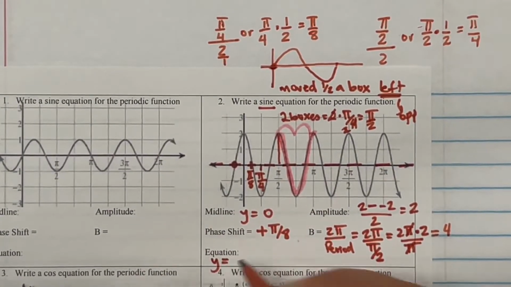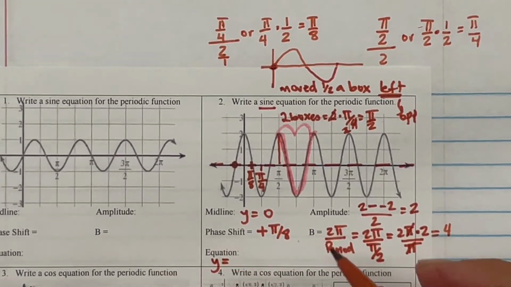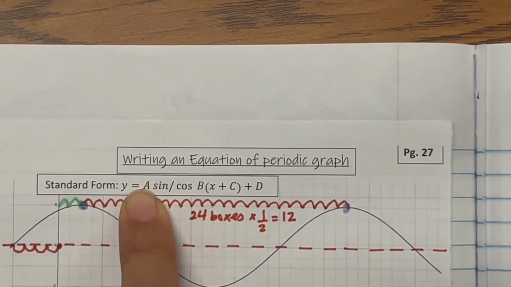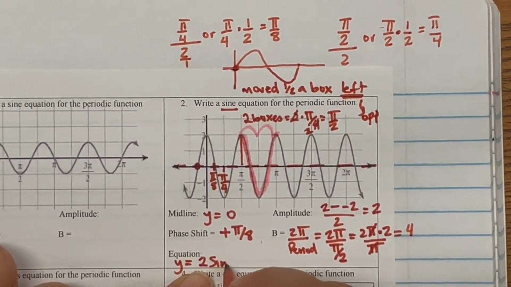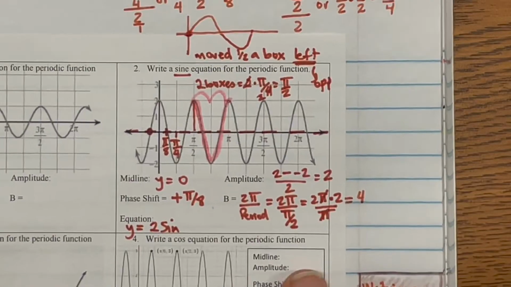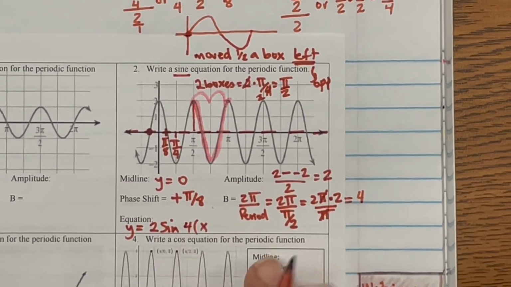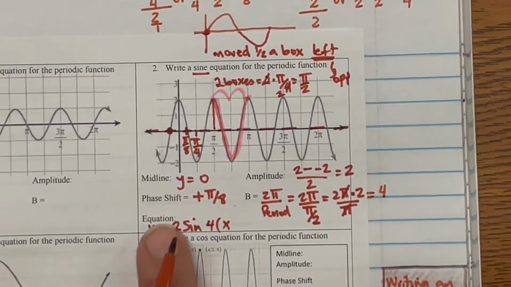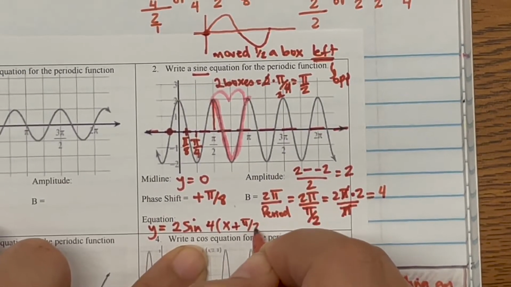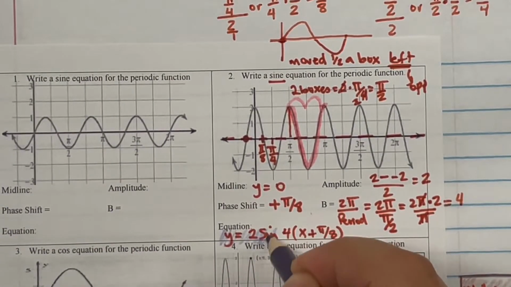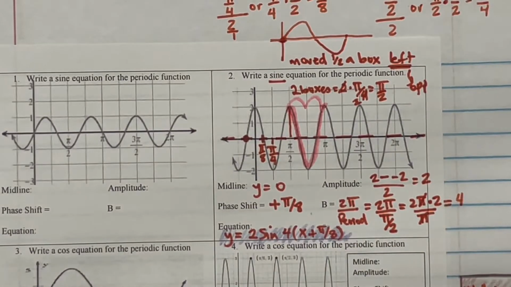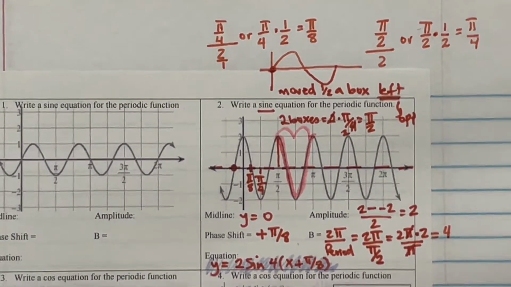So let me write my equation. It's sine. My amplitude is 2, then sine, and then what's my b? B is 4. Then x. And then what was my phase shift? Plus pi over 8. And then what was my midline? Plus 0. I don't need to put that. So this is my equation. Now, this is only one of the equations that you could get. So your answer actually may vary from mine.